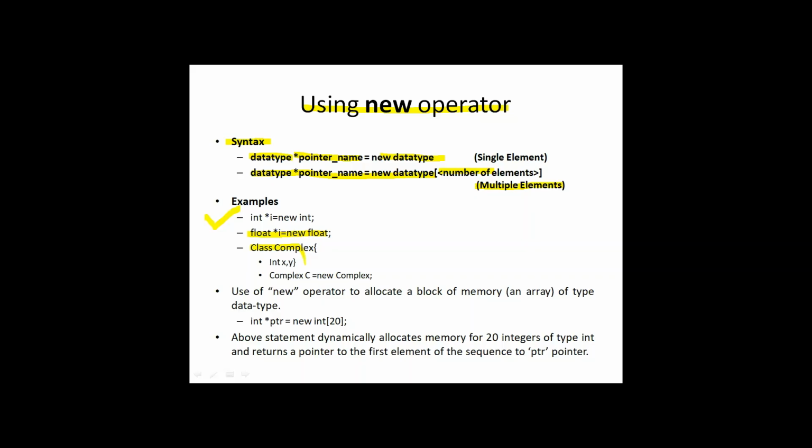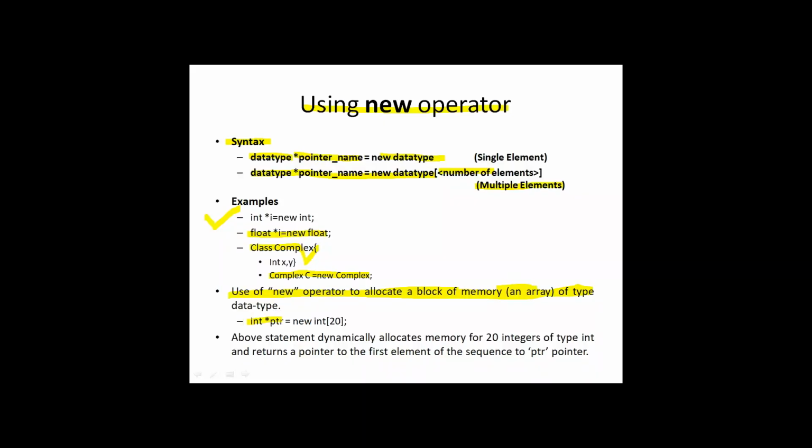Similarly, we can do this for class objects also. For example, if Complex is a class and C is an object of type Complex, we can create its object using the new operator. Now, the new operator is used to allocate a block of memory, which we normally require in CUDA applications because we have to work with large arrays.